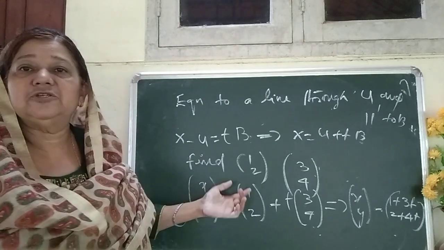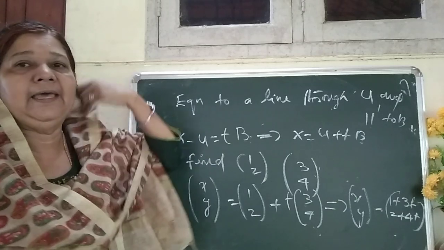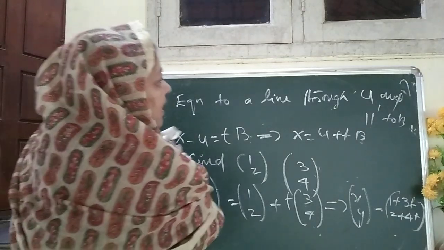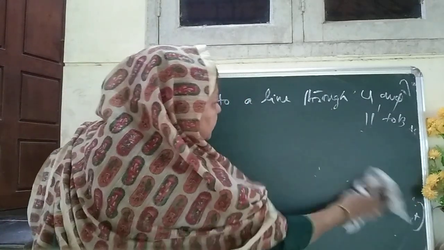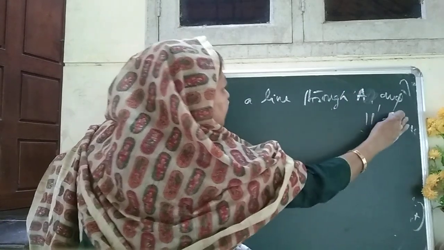Therefore, it is the equation to a line passing through u equal to (1, 2) and parallel to (3, 4). Similarly, we can find the equation to a line passing through two points, say A and B.